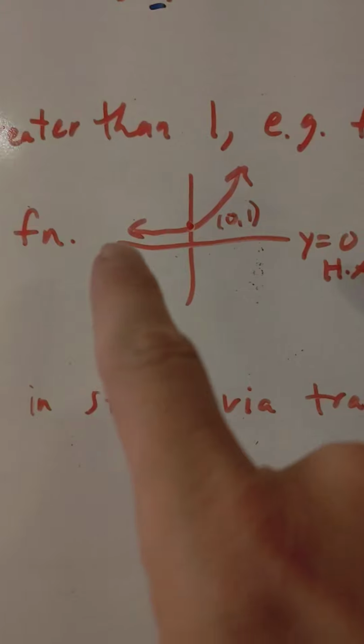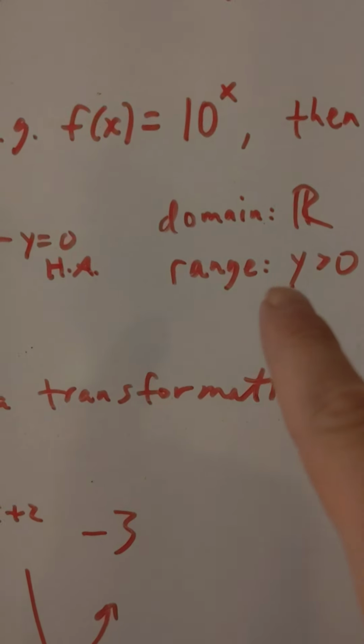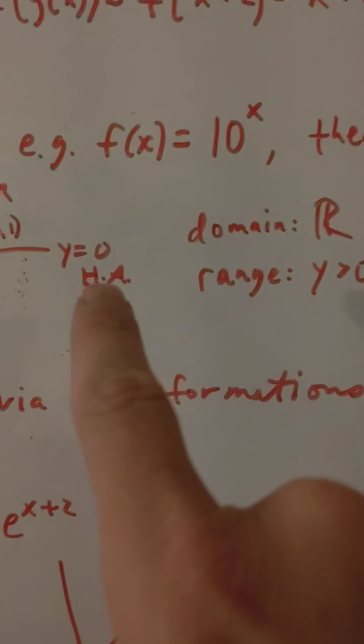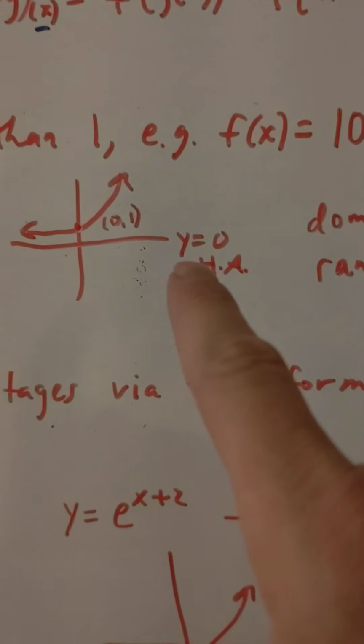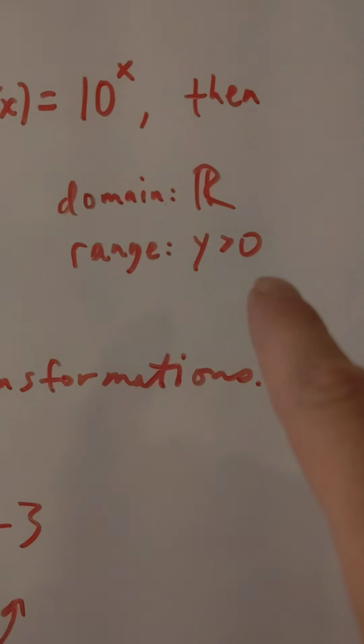Look at this graph. Doesn't that cover the entire x-axis? Sure. And then what's the range? Range is super related to horizontal asymptote. This is your horizontal asymptote, so the range for all basic exponential functions is going to be y is greater than 0.